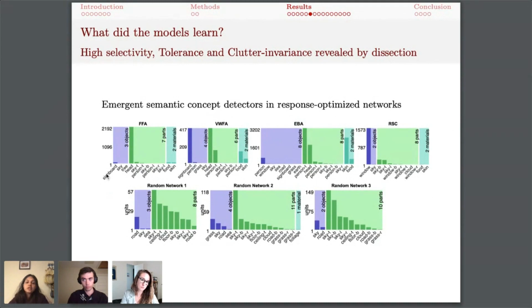And I'm also showing the results of applying the dissection procedure on random networks just to illustrate that the emergence of these high-level semantic concept detectors is solely a result of optimization to match the neural targets rather than a random initialization. And just to reiterate, these networks are solely optimized with brain data and they have not received any label supervision of any sort. But despite this, we can get very high quality face, word, and body detectors with this kind of response optimization procedure.